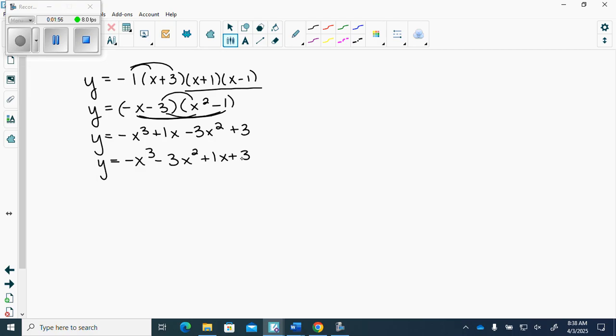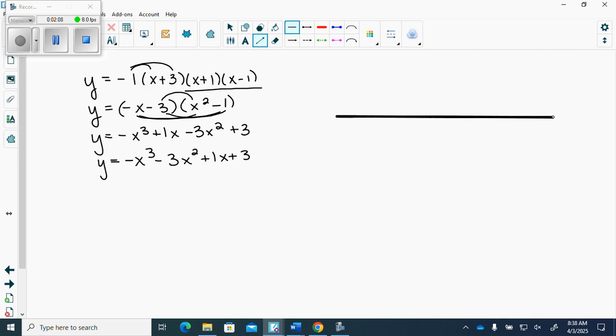Now we want to talk about the actual graphs themselves, right? So this one is a what function? Cubic. So if we went to sketch it, the x-intercepts we have pretty easily because it was in factored form to begin with, so -3, -1, and 1.